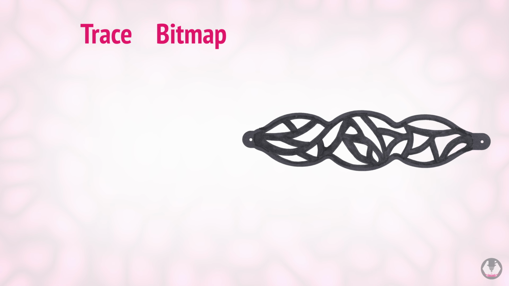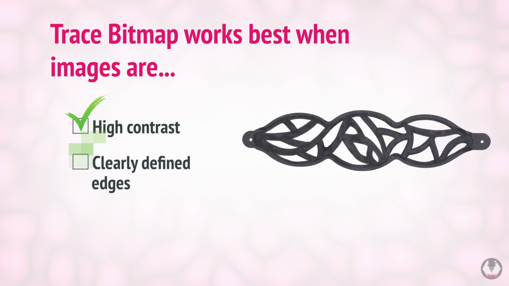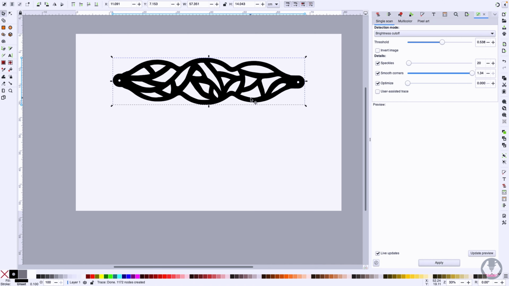Now, if you look at this design, it seems like it should be a good candidate for Trace Bitmap, right? It's high contrast, the edges look clearly defined, it doesn't have any shading, the background was clear, and I also removed it. But when I run it through Trace Bitmap, watch what happens.